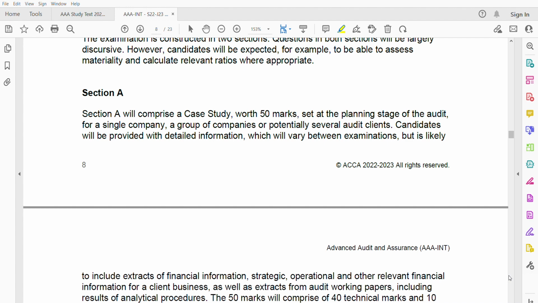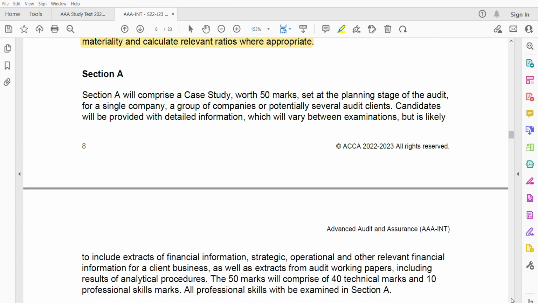Very small, but mostly you have to write, compared to other papers like your AFM or Tax where you have to calculate so much. Here you have to write a lot. But for example, if you have to assess materiality and calculate relevant ratios, sometimes you have to calculate ratios, right? You have to do calculations. So now let us go through the paper.